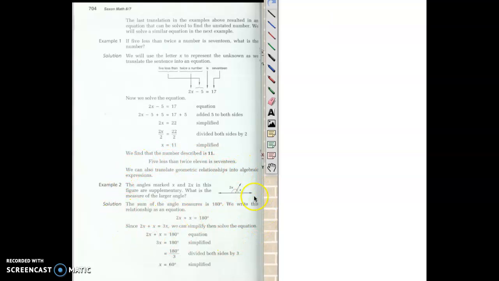This guy right here, the angles marked x and 2x are supplementary. It even tells you that in the word problem. So we know that 2x plus x is equal to 180 degrees. So we can add like terms because these have the same variable. So 2x plus x is equal to 3x. 3x is equal to 180 degrees. So now we're going to divide both sides by 3 because we're trying to isolate x that's being multiplied by 3. 3 divided by 3 is 1, which clears up x. And 180 degrees divided by 3 is 60 degrees.